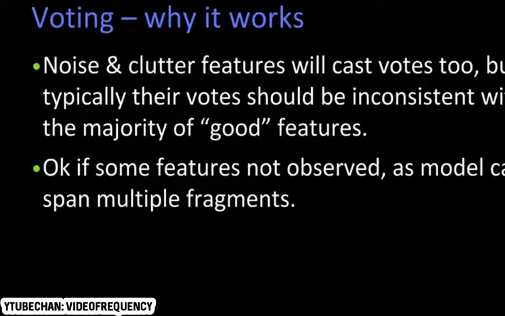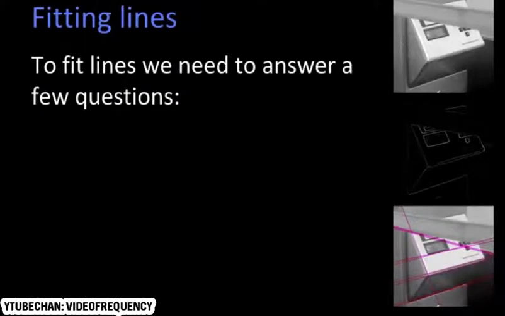Also, another nice thing is, even if part of the circle, say, is occluded and there are no features there to vote for it, because the rest of the circle has gotten a lot of votes, we're able to find the circle. So the example we're going to use today to start with is just on fitting lines. All right? And to fit lines, we're going to have to ask a couple of questions.